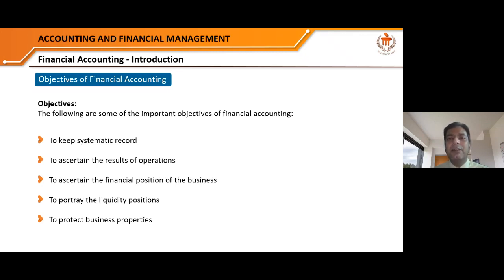Accounting helps you in getting the claim on certain properties of the business, right? What business properties you own, what claim you have, what payments you have made, what payments are pending. What helps us in all that? Accounting helps us in keeping the records of all these things. So these are the objectives of financial accounting.